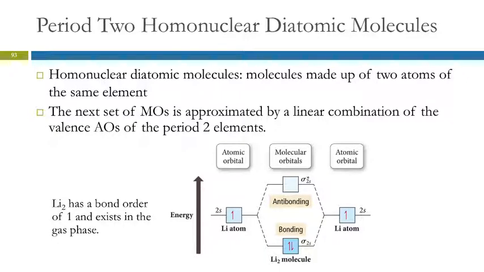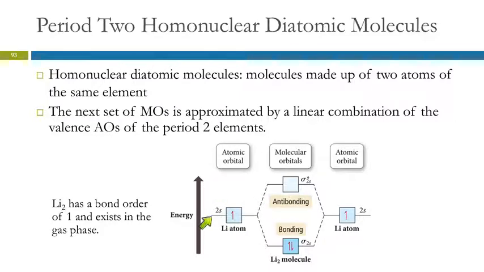So we did the first row on the periodic table. Let's go to the second row, period 2. Here, we're looking at homonuclear diatomic molecules. Homonuclear means the 2 atoms are the same element. Diatomic, there's just 2 atoms. So Li2. Now we're looking at a 2s orbital from each lithium atom, because that's the valence orbital. We're going to ignore the 1s. We don't look at those.